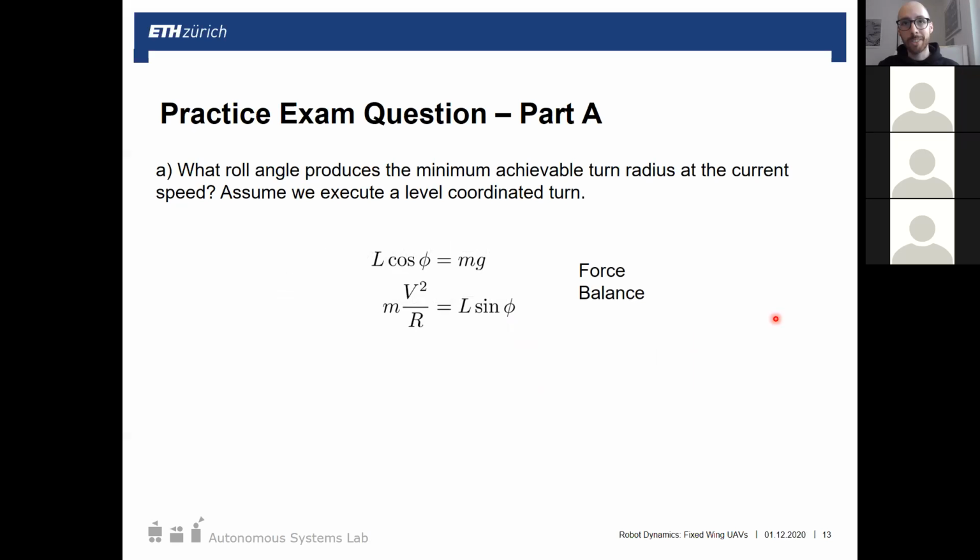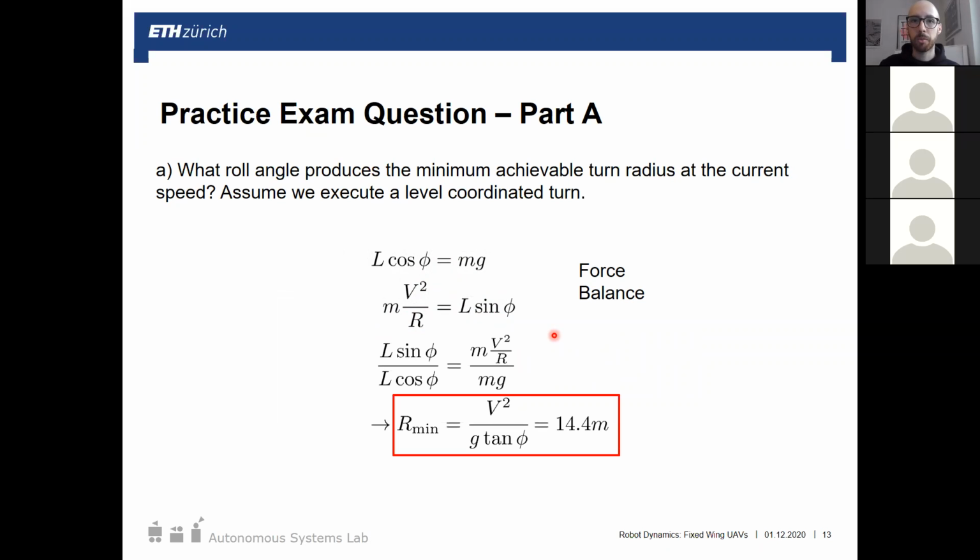So then continuing with the force balance, we also need to figure out what the radius is. So we have our centripetal force here, and then lift times the sine, so our horizontal component. If we divide the equations through and then rearrange, we get down to our turn radius here. So this is the minimum turn radius given this roll angle here and the maximum lift that we can achieve.